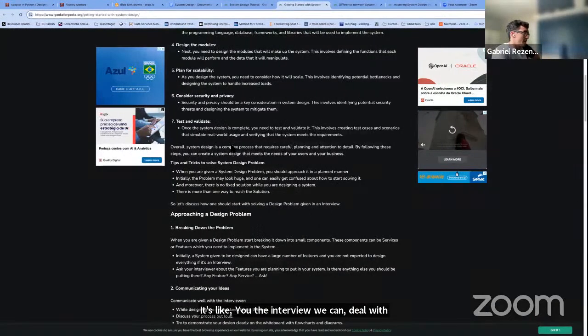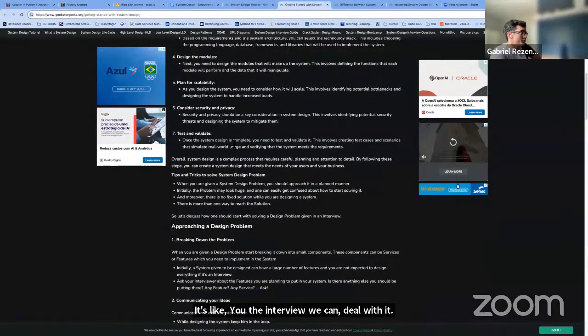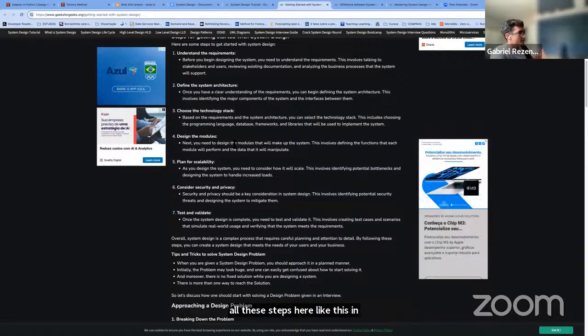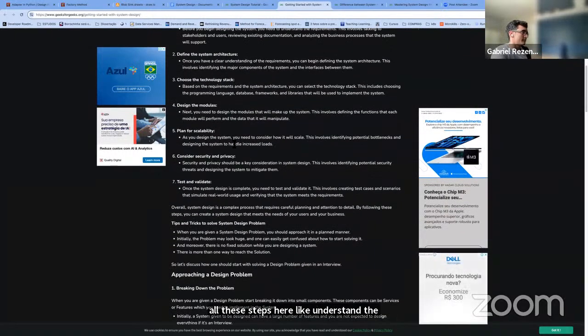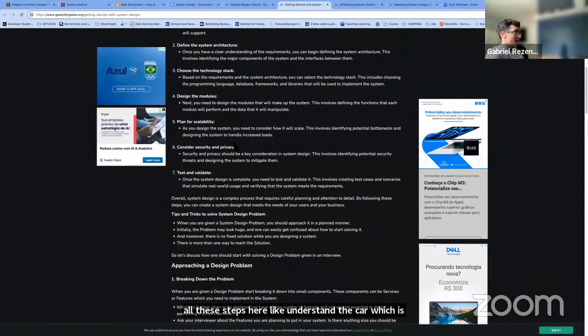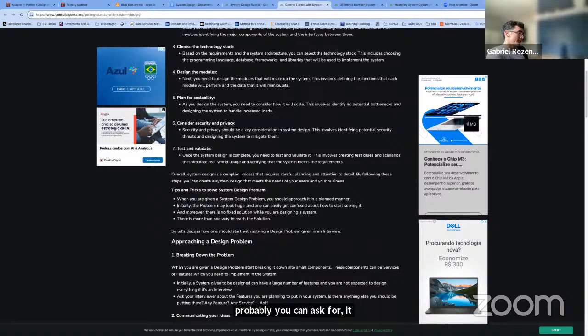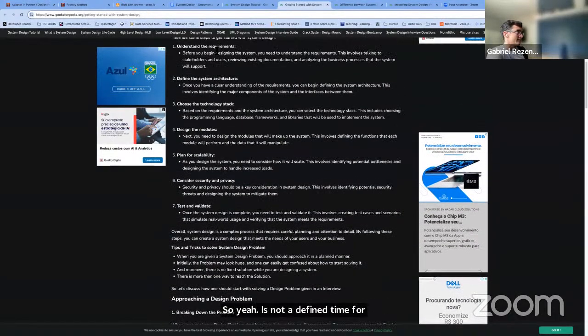So you have to use all this time to go through all the steps here: understand the requirements, choose the technology. And if you need some time, you can probably ask for it. Gotcha, thank you. It's not a defined time for each step. But like I said before, it's very useful to use your time on the first steps. The first step here is that you understand the requirements.